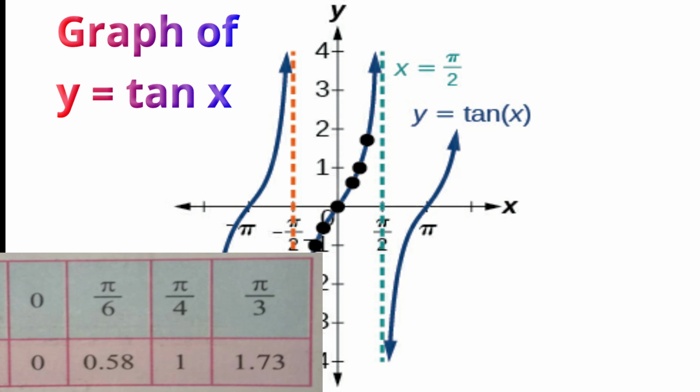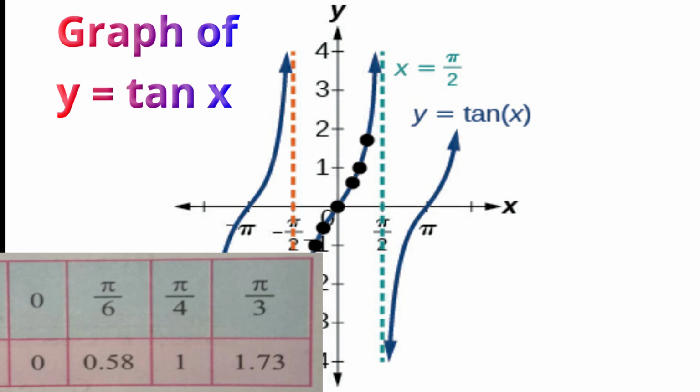Let us see the fourth one. When x equal to pi by 3, tan x equal to tan pi by 3, that is equal to 1.73. So that point lies between 1 and 2. So that will be our fourth point.